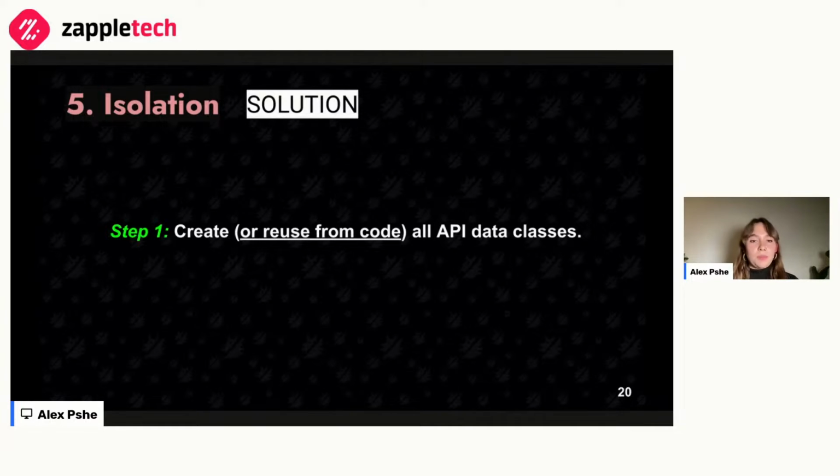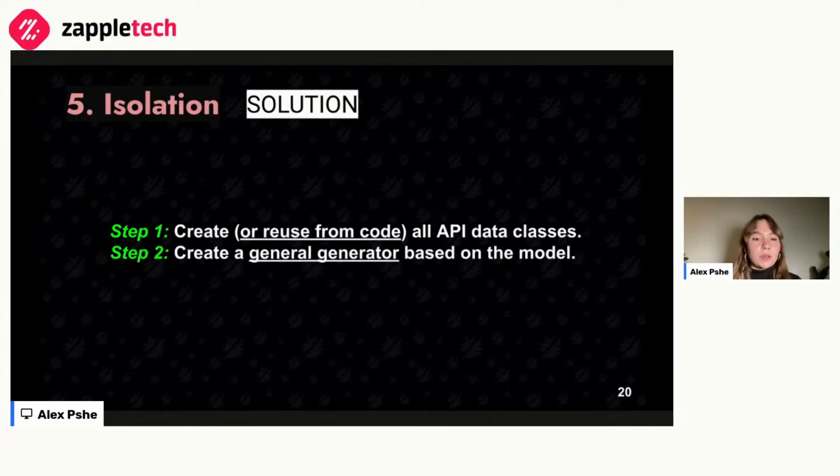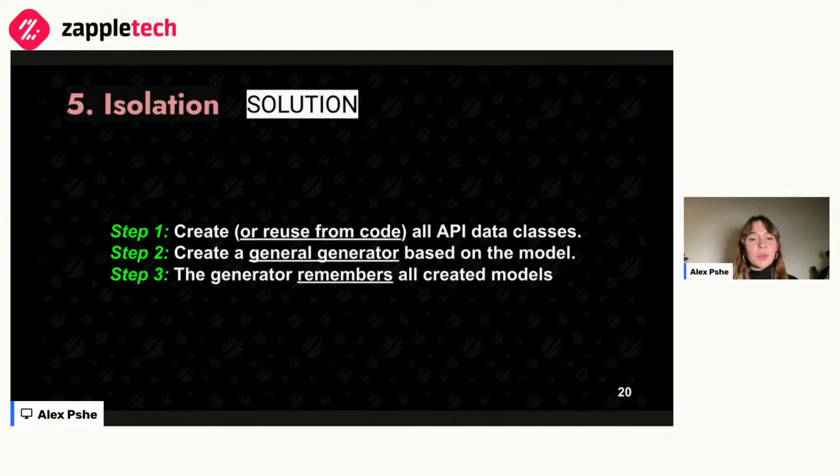So we can create all API data classes or reuse them. And after, we can create a general generator based on the model which we already mentioned in the previous step, right? And after that, this generator remembers all created models and cleans them up at the end. So what does it mean? We create such functionality where, in the beginning of each test, we generate all possible test data. And we also keep this information, which test data we generated. And after that, in the end, we just use this storage, which already saved all this information, and we say, okay, right now it's time to clean up. So just clean it up.